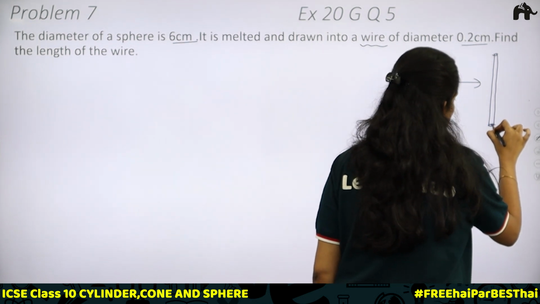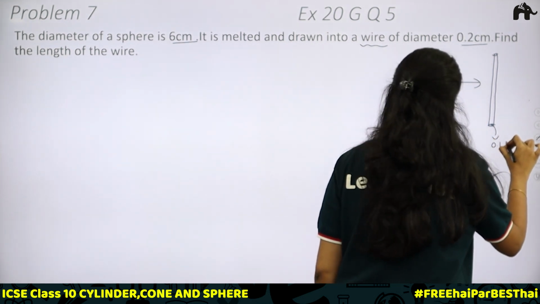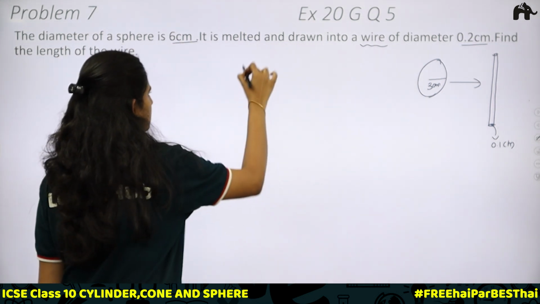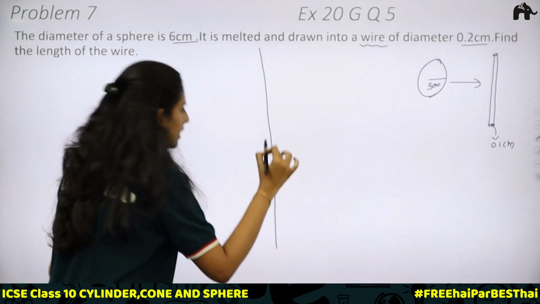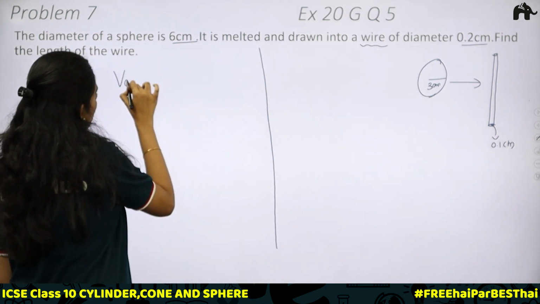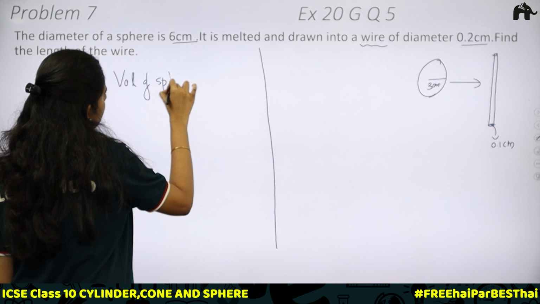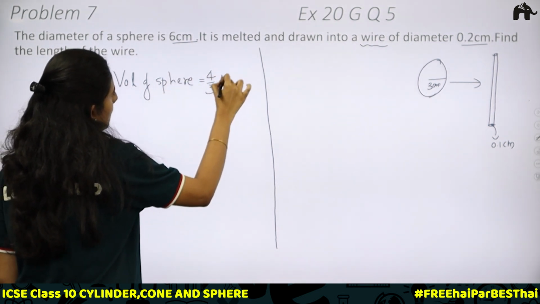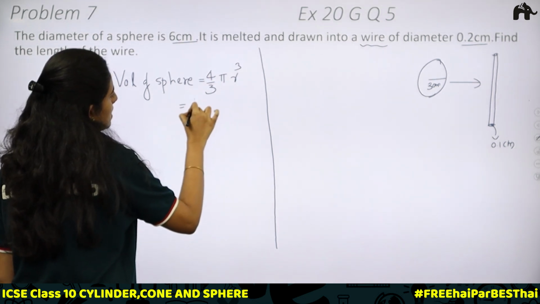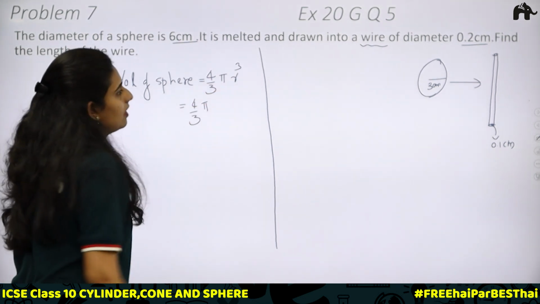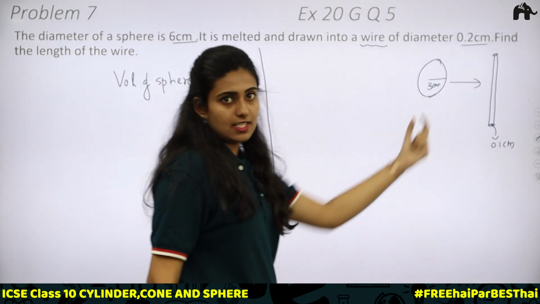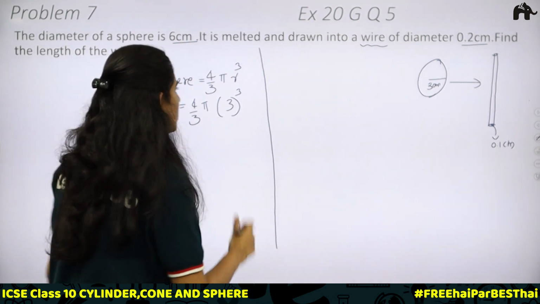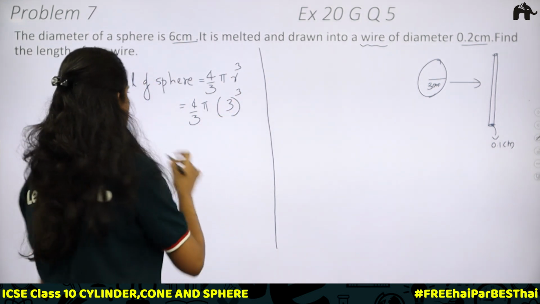Here the radius is 0.1 centimeter. We need to find the length of wire. Okay. We have volume of sphere is equal to 4 by 3 pi r cube, which is 4 by 3 pi. Here what is the radius? Radius of sphere is 3 centimeter. 3 cube.